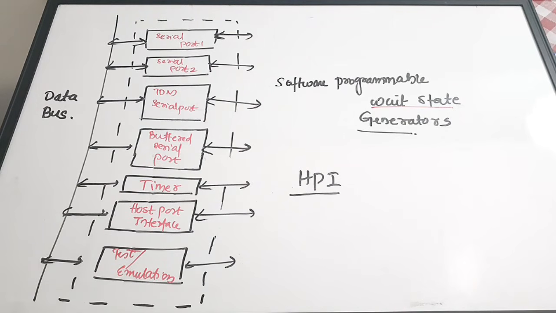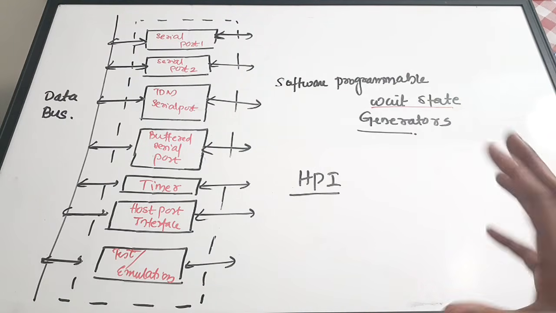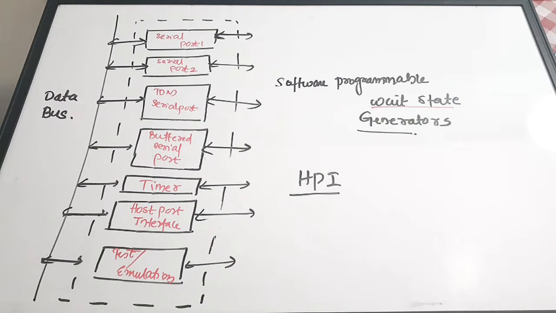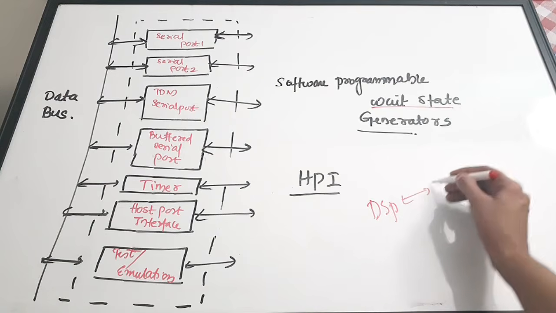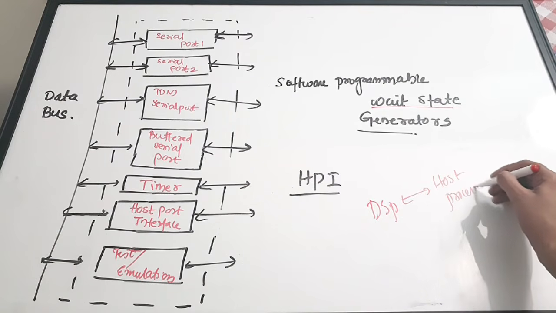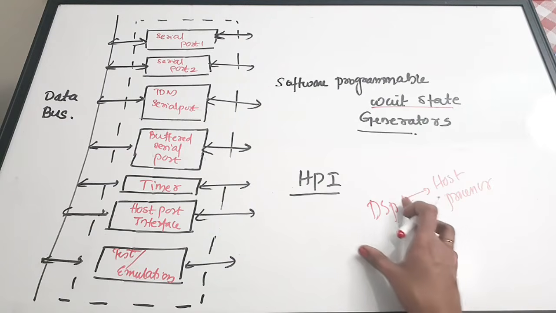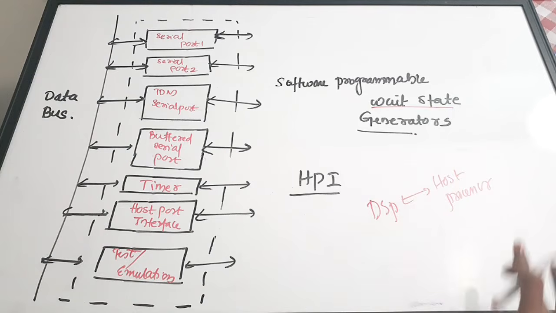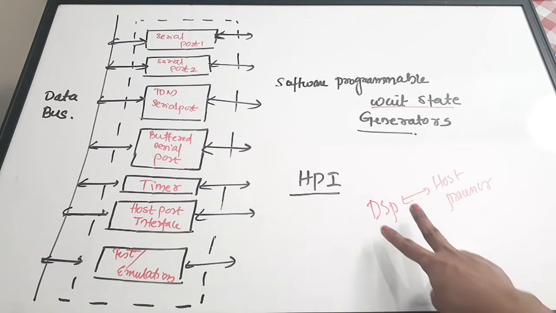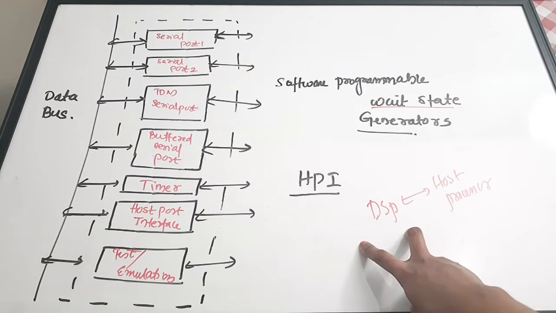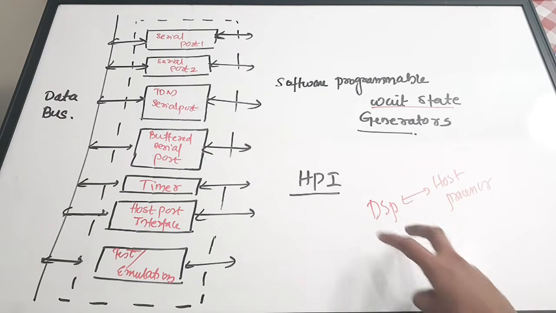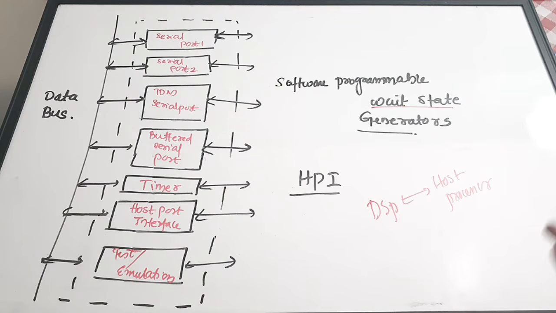Then HPI is host port interface. Now consider that this DSP is going to be connected with some other host processor. So in order to have connections between the memory and the transactions between the host port or the host processor, there is a connection between the DSP and a host processor. Consider that there is a big unit in which there is a host processor, and we are going to connect the DSP along with the host processor in that unit. So for the connections or the transactions between the host processor and the digital signal processor, we require a host port interface. Okay, so that is all about an HPI.